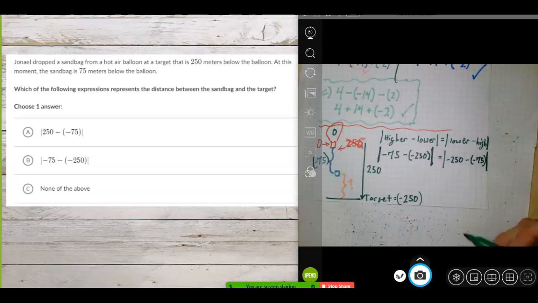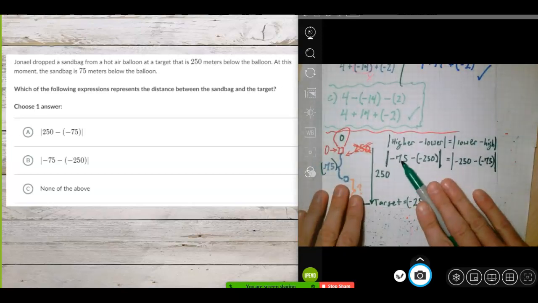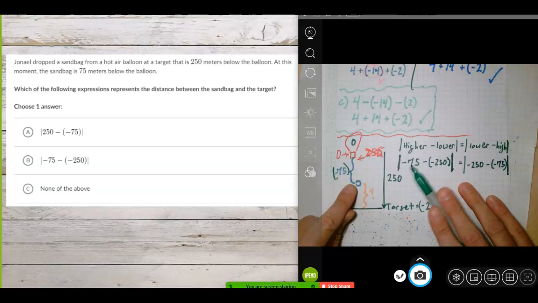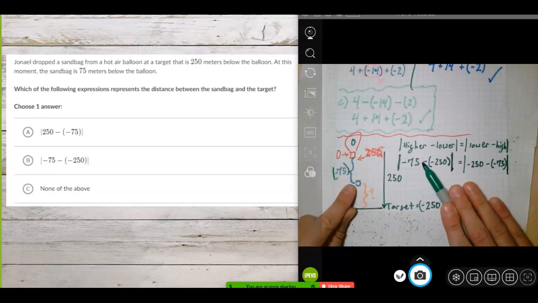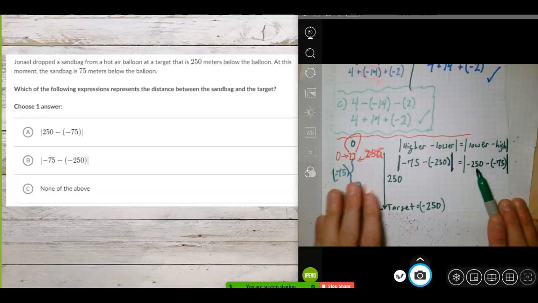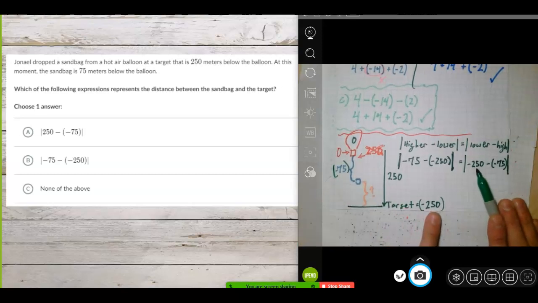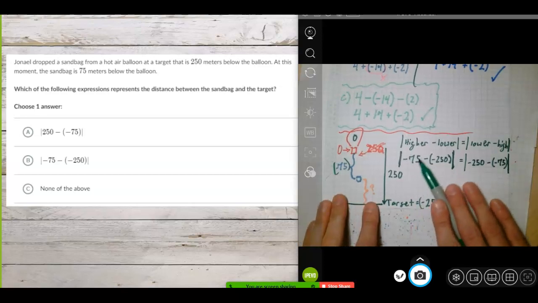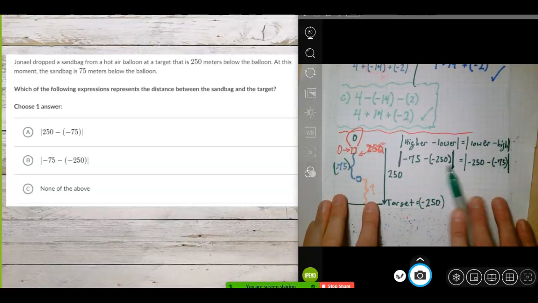Yes. Option B takes the higher location, even though it's a negative number, it's our higher location, negative 75, minus our lower location, which is actually at negative 250. We could also turn this around. A is almost right. If it started with a negative 250, then it would be correct because our lower location is negative 250. But A is not correct because A does not have that negative. So B is correct. It took our negative 75 minus negative 250.